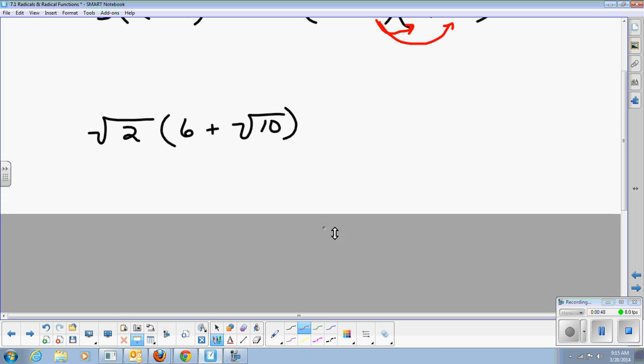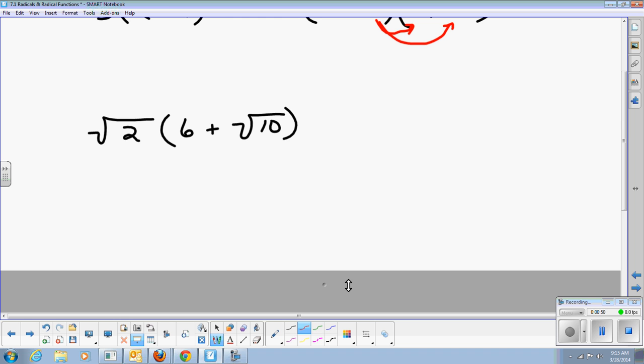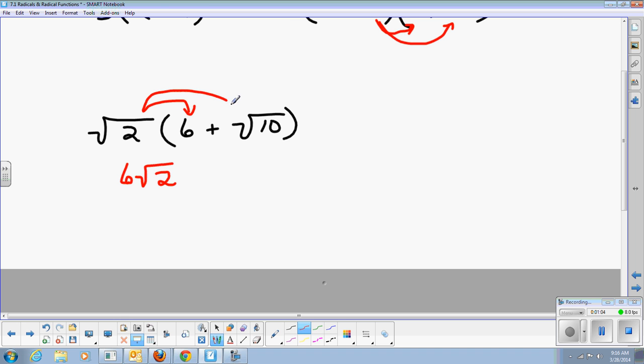So here's a radical expression: the square root of 2 times 6 plus the square root of 10. So what we do, we're going to take the square root of 2 times 6, and I'm going to say that is 6 times the square root of 2. Now I will take the square root of 2 times the square root of 10, and I'll use the product rule, and I'm going to do the 2 times the 10 on the inside. So this is plus the square root of 20.